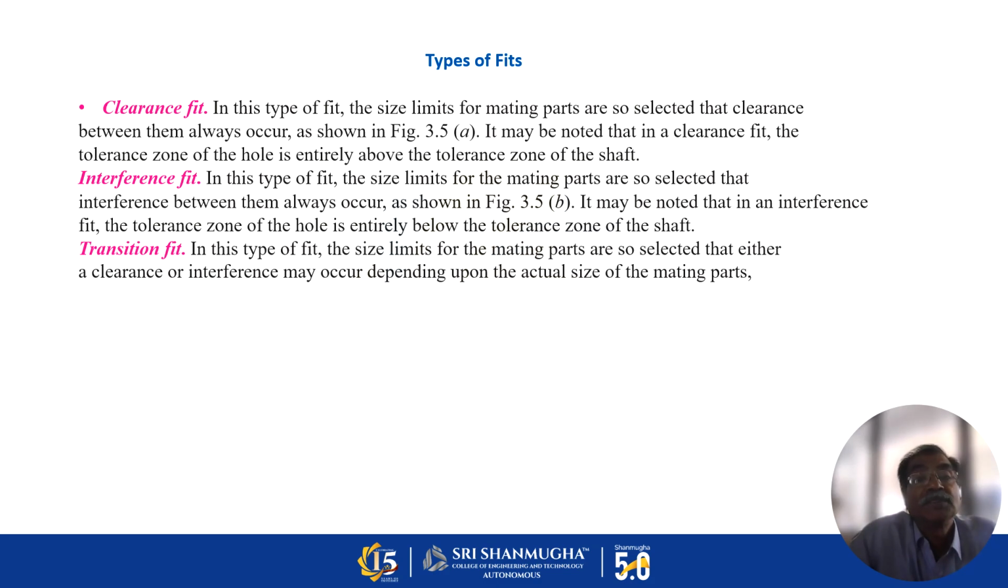Next is interference fit. In this type of fit, the size limits for the mating parts are so selected that the interference between them always occurs. In the interference fit, the tolerance zone of the hole is entirely below the tolerance zone of the shaft. The difference between the maximum size of the hole and the minimum size of the shaft is known as minimum interference, and the difference between the minimum size of the hole and the maximum size of the shaft is called the maximum interference. The interference fit may be shrink fit, heavy drive fit, or light drive fit.